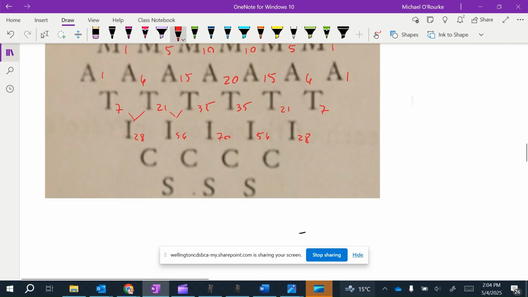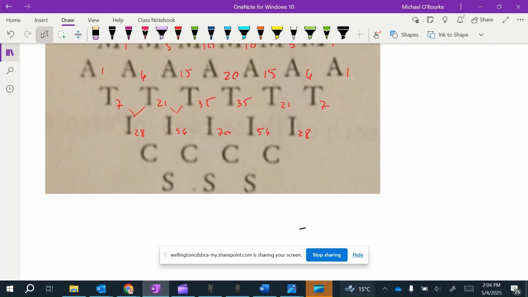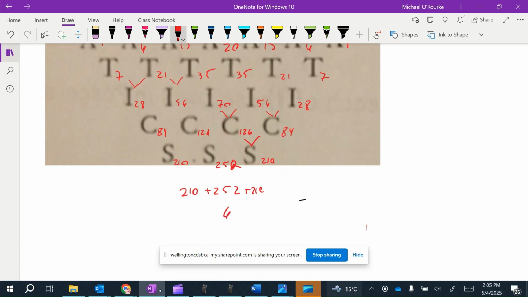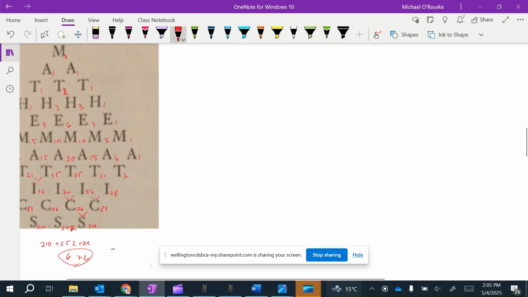And adding these two together, what's that, 70, 84, I believe. 126, 126. And that's going to be 210, 210, 252. And add 210 plus 252 plus 210. So we're just always adding numbers above as such. That's 672 altogether, I believe.